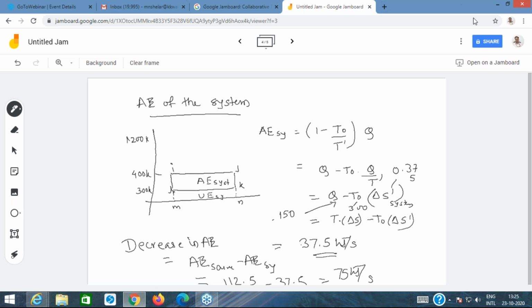I hope you understood this. This is understood. Gauri is right. Gargi is right in calculation. So the decrease in available energy is 75. Any doubt in this? Anybody who has not understood anything from this?